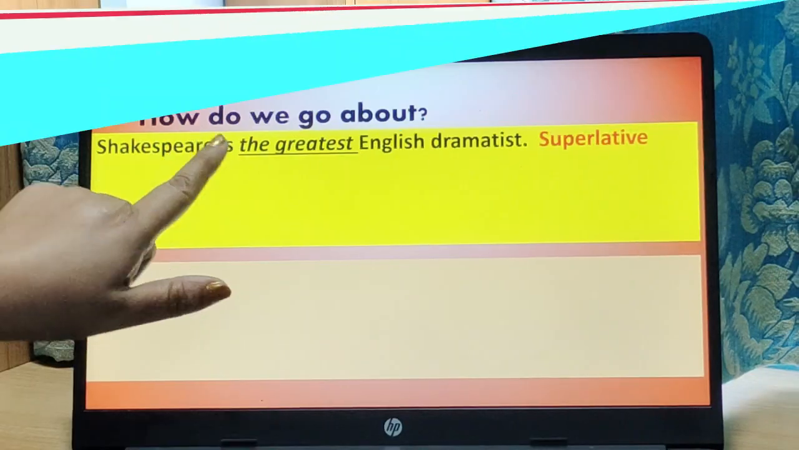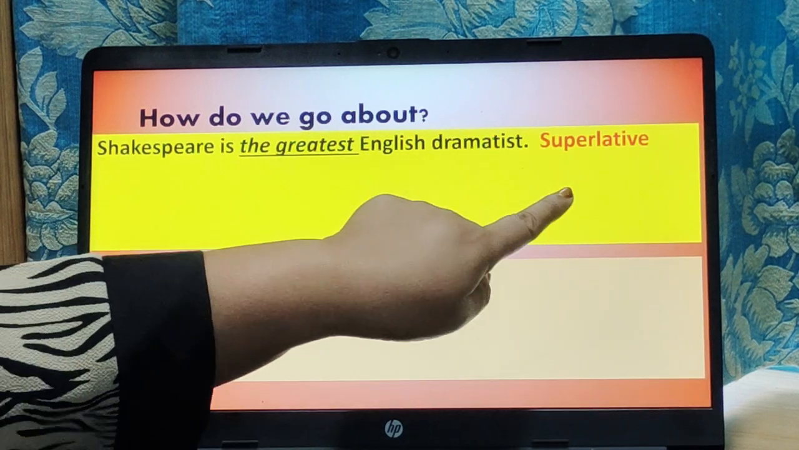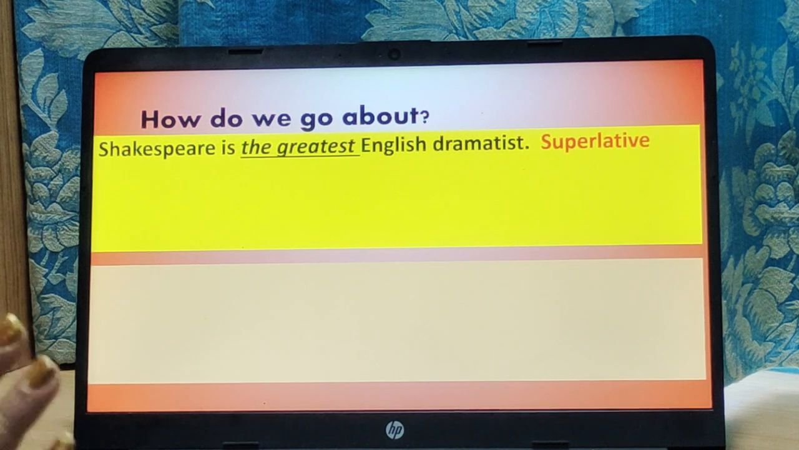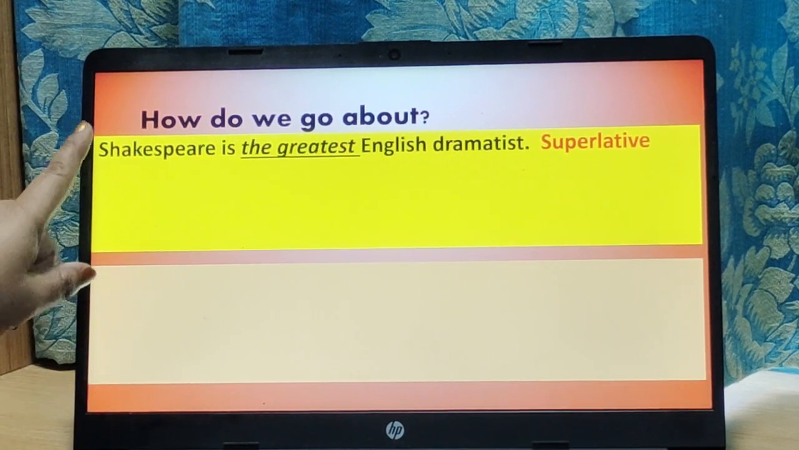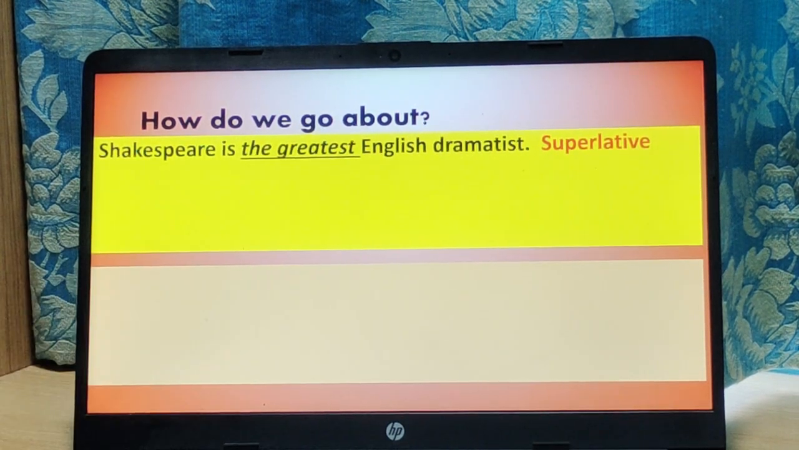This is something that I had prepared for myself because as a student, when I was struggling to learn degrees of comparison, these two sentences helped me. Today, they are going to help you out. So what are they? In this sentence, Shakespeare is the greatest English dramatist. As we are using EST, it shows that it is in the superlative degree. Now we need to remember that this sentence uses the article, the greatest. That means there is nobody else like Shakespeare.